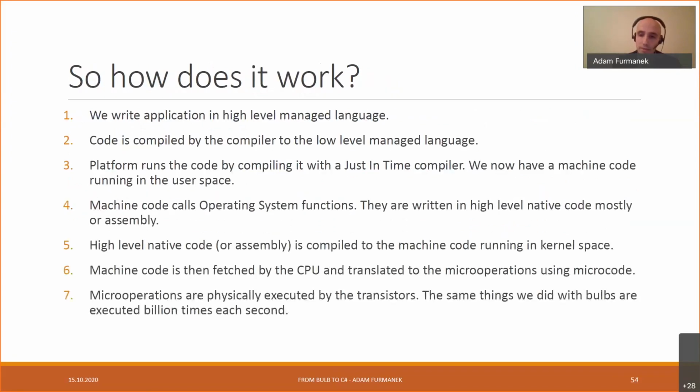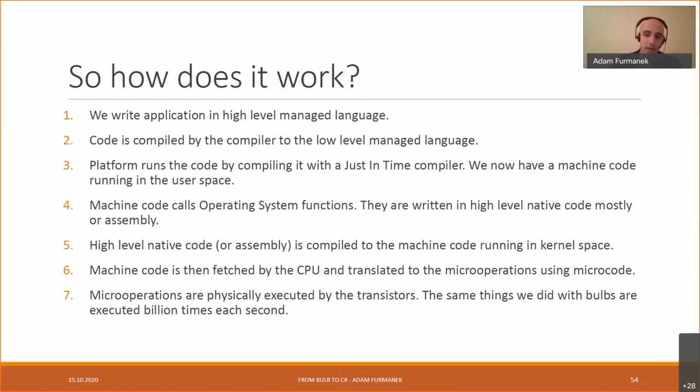So to sum up, going from the high level to the lowest possible level, we write the application in some high-level managed language like C#, which is then compiled to a low-level managed language like intermediate language on CLR, which then is compiled using a just-in-time compiler to machine code running in user space, which calls the operating system functions like WinAPI.